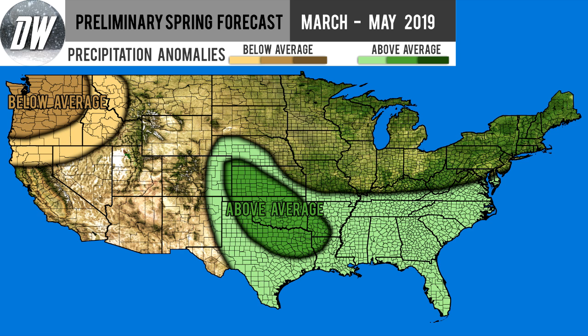The only area where I'm looking at below average precipitation is that northwestern region of the United States, northern California, northern Nevada, portions of Idaho, and portions of Montana, and then well below average, or just typical below average precipitation, for Washington and Oregon.